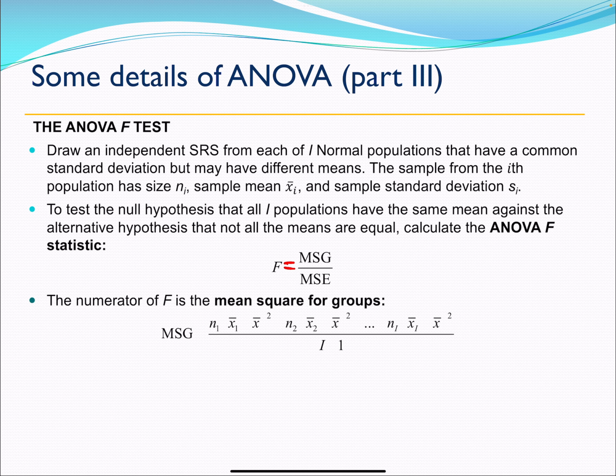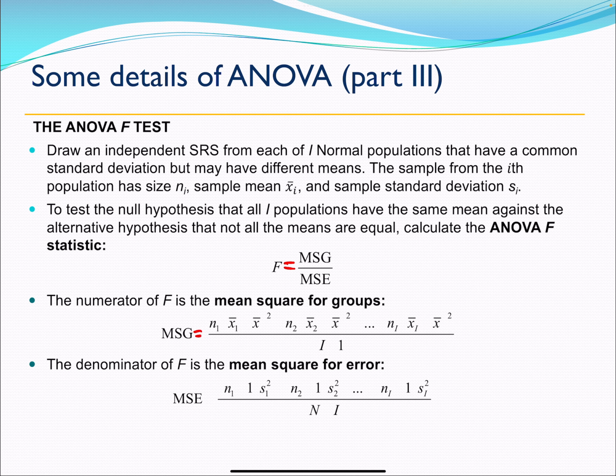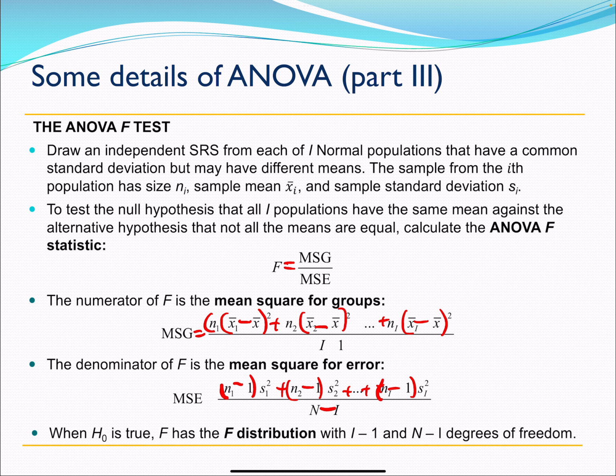And this just repeats the same information I told us in previous slides. We're looking at the difference, we're adding them up. And this is all in our text, but it's always nice to have another reference. Okay. So when our null hypothesis is true, F has the F distribution with I minus 1 and N minus I degrees of freedom. This is all things I mentioned before.